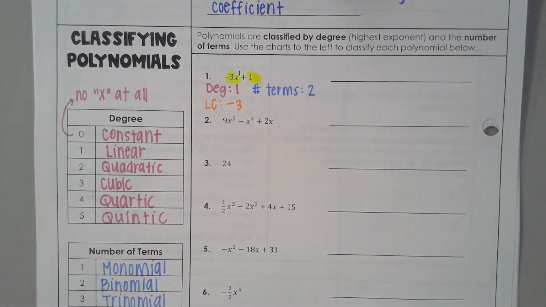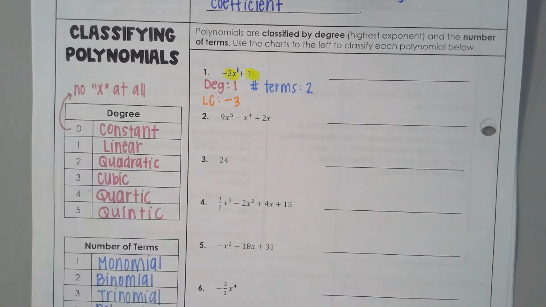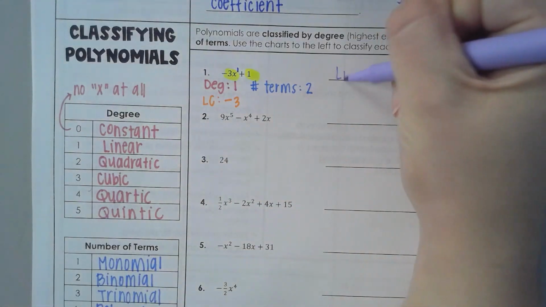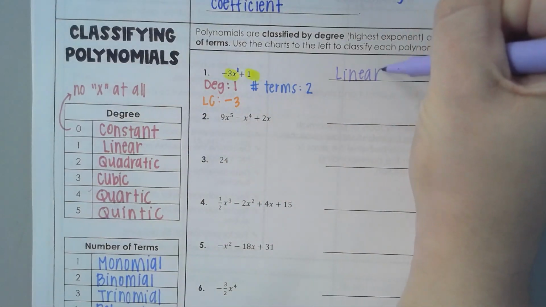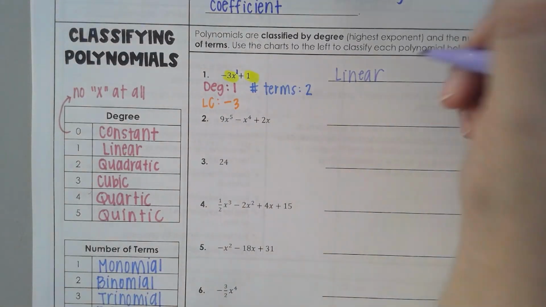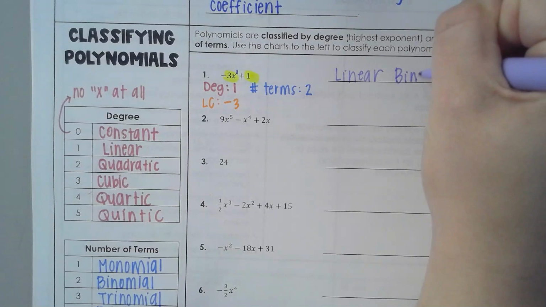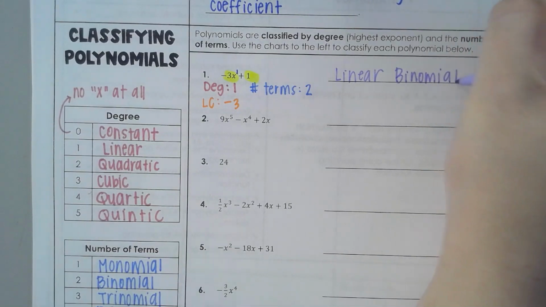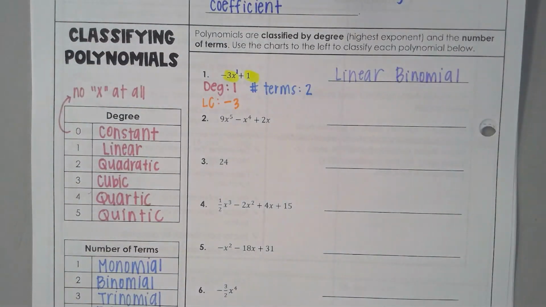So now for the name. A degree of 1, what's the name? Linear. 2 terms? Binomial. So number 1 is a linear binomial.